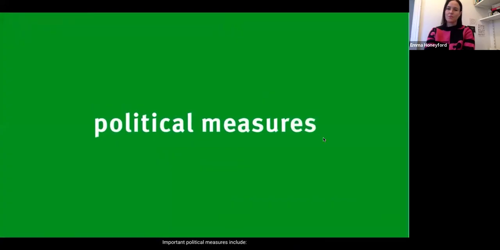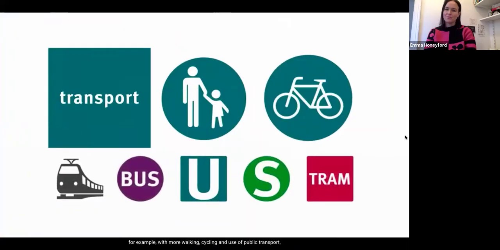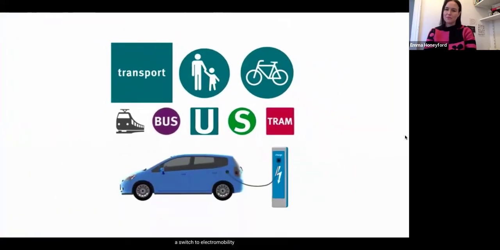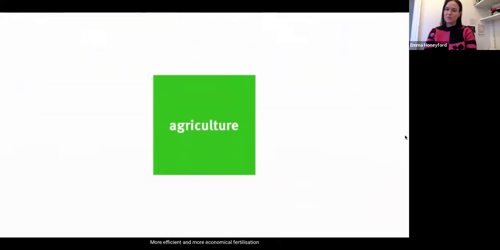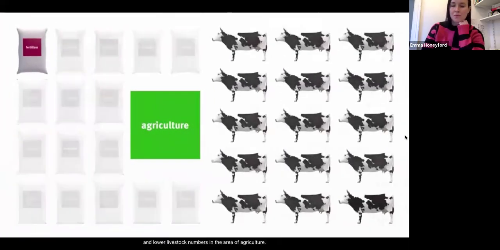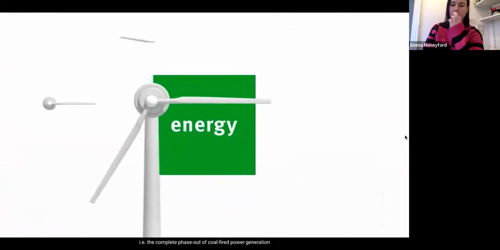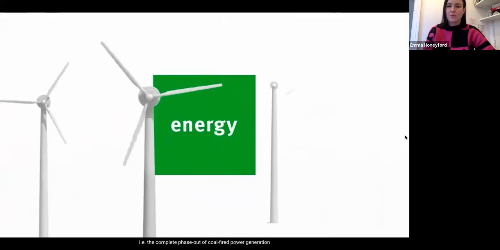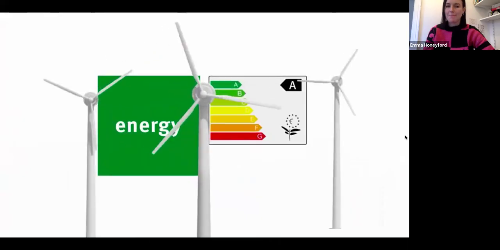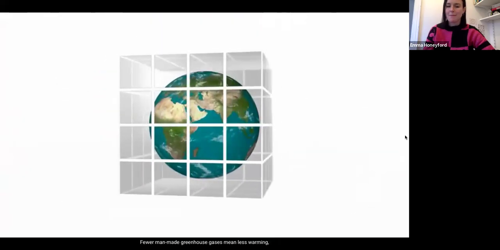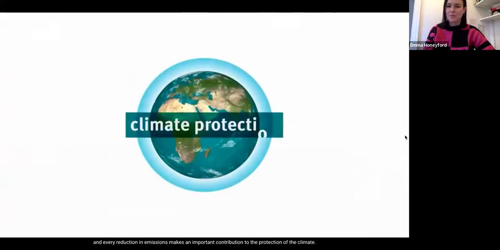Important political measures include a transport revolution, for example, more walking, cycling, and use of public transport, a switch to electromobility, and overall significantly fewer cars and lorries on the roads. More efficient and more economical fertilization and lower livestock numbers in the area of agriculture. And of course the energy revolution, i.e. the complete phase-out of coal-fired power generation in favour of renewable energies and the efficient and economical use of energy. Fewer man-made gases mean less warming, and every reduction in emissions makes an important contribution to the protection of the climate.